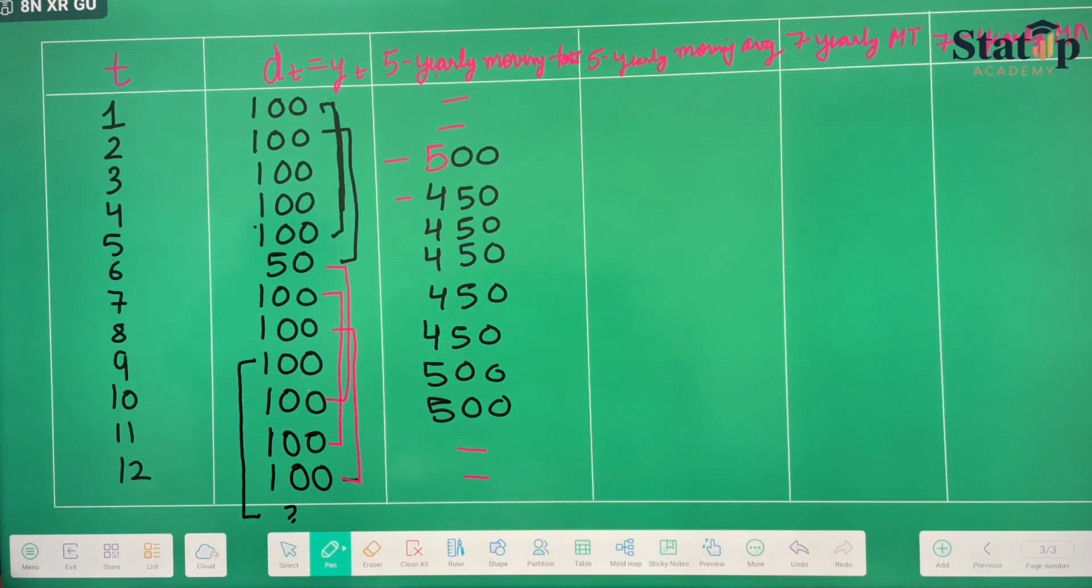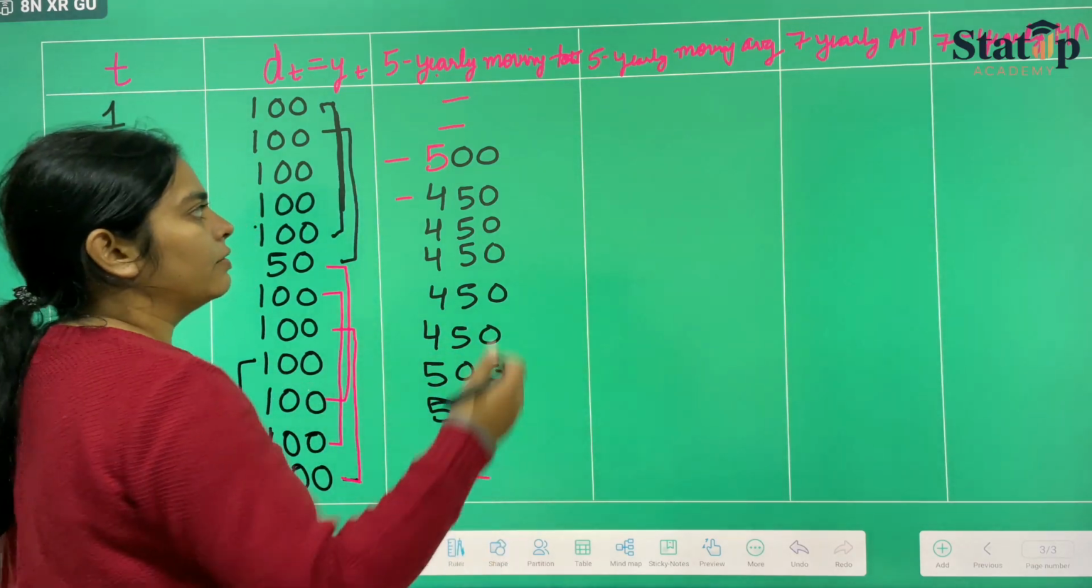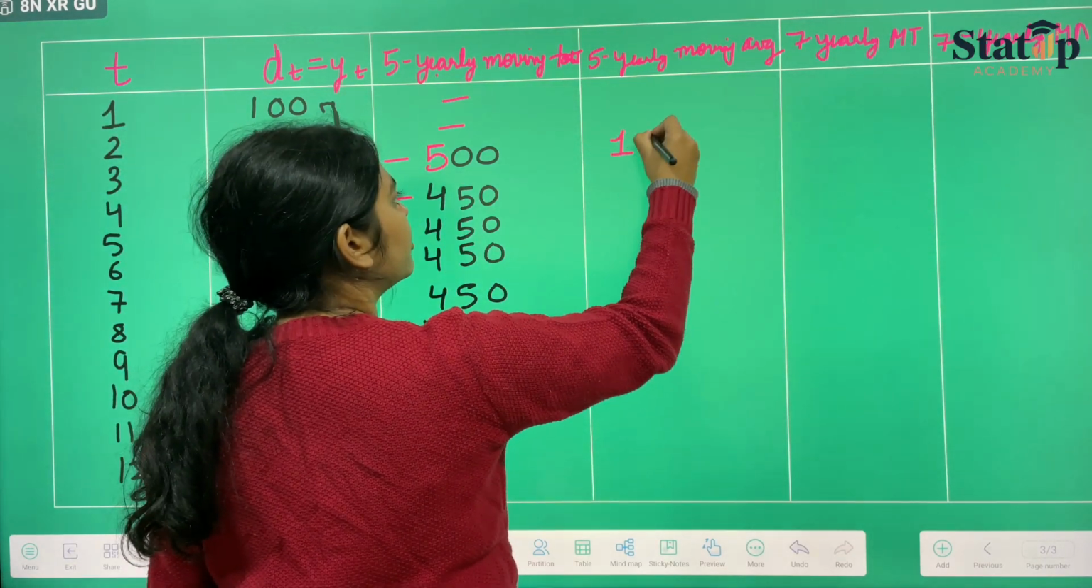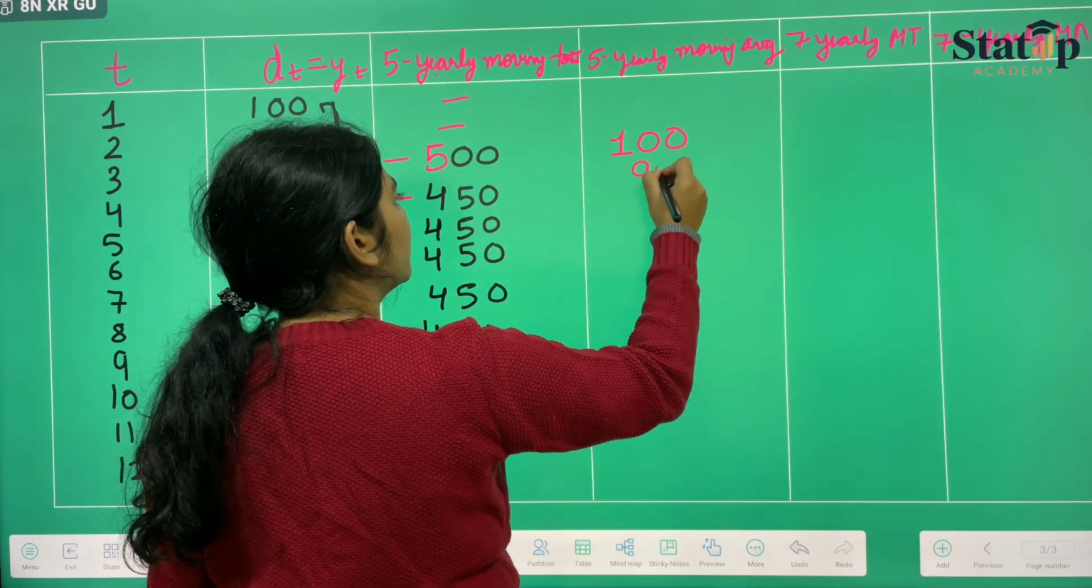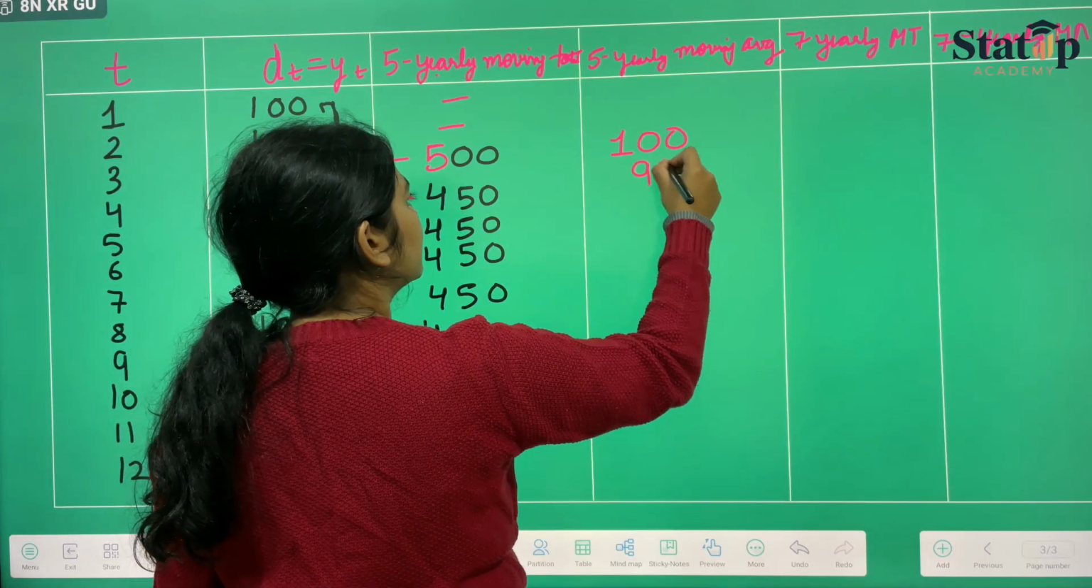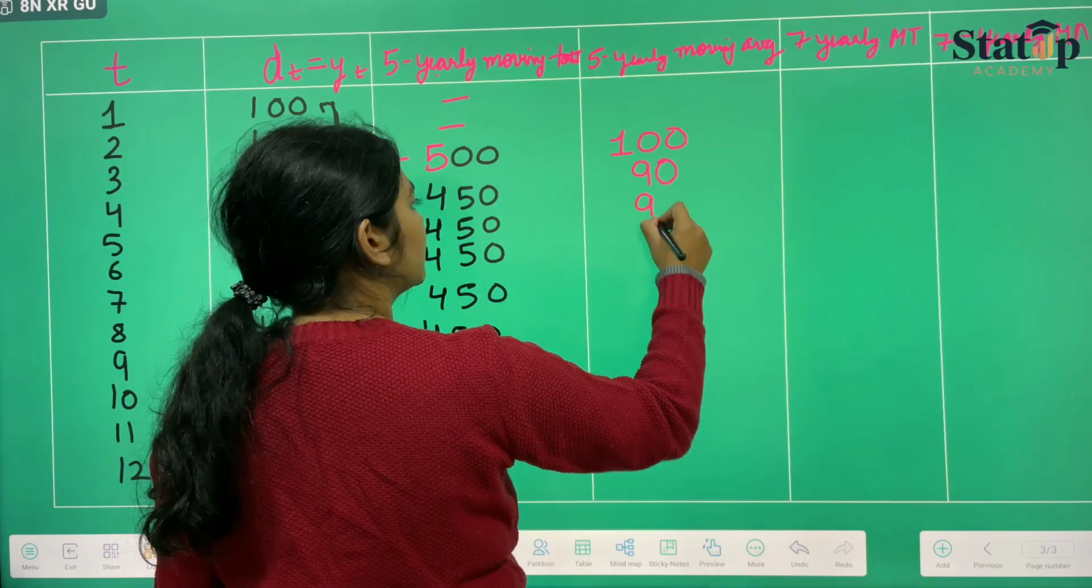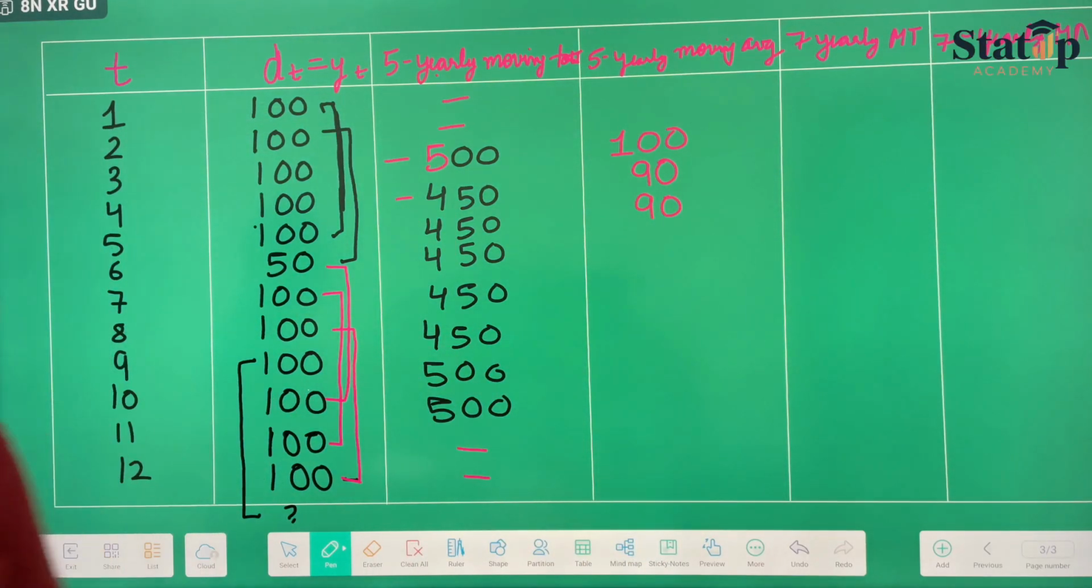Now the 5 yearly moving average of these would be, we'll divide them all by 5. Because it is a 5 yearly moving average, 500 divided by 5 would be 100. It will be 90, 90.